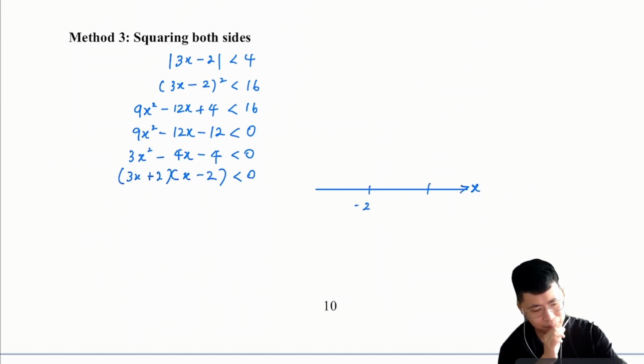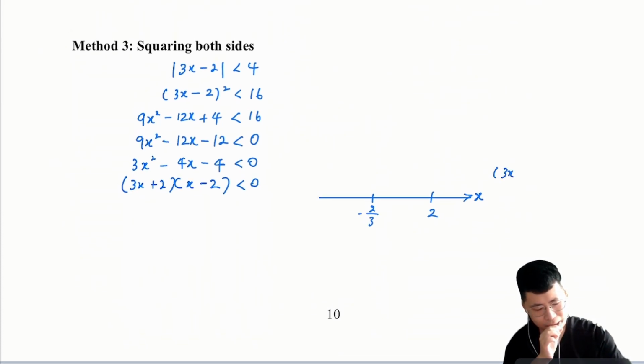Now the boundaries or the critical values are negative 2 over 3 and 2. So for this one, this is for the factor of 3x plus 2, and the one above I'm going to draw for the factor of x minus 2. So this is a positive factor, so I'm just going to draw this direction. This is also a positive factor, I'm going to draw in this direction.